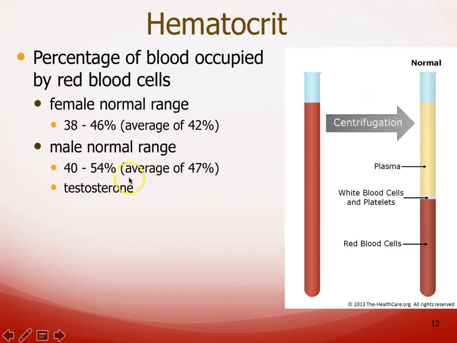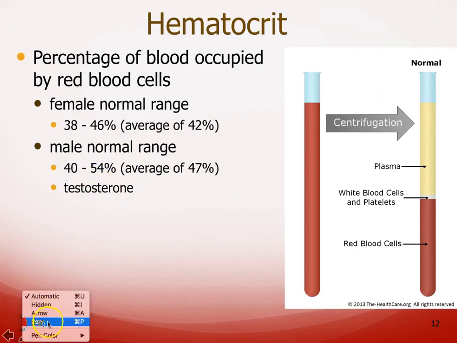And as I mentioned to you last lecture too, the amount of red blood cells is going to vary between females and males. So you'll see the normal female range here between 38 and 46%, and they give you the average. And then the male range is a little bit higher, the typical male range. And this is going to be due to testosterone.